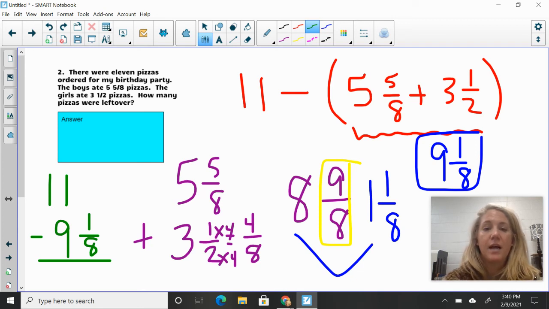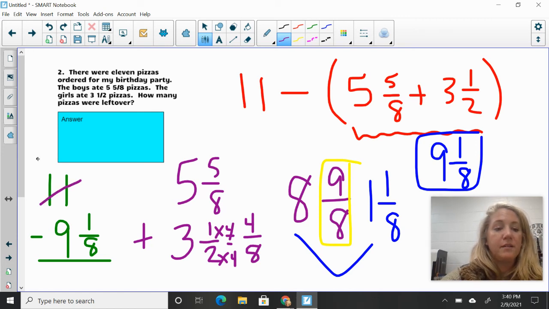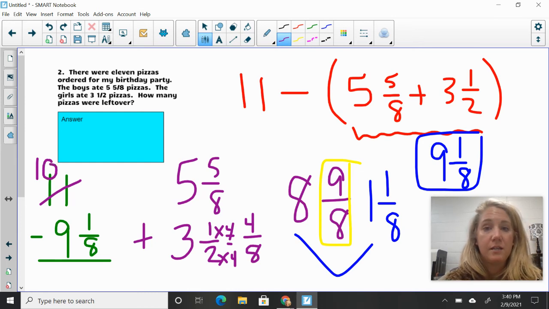Or I can go ahead and do the regrouping strategy again. I can take one whole pizza and trade it in, or replace it, with a whole. So I'm taking the whole and replacing it with a whole. So I'm not really changing how much I had to begin with.